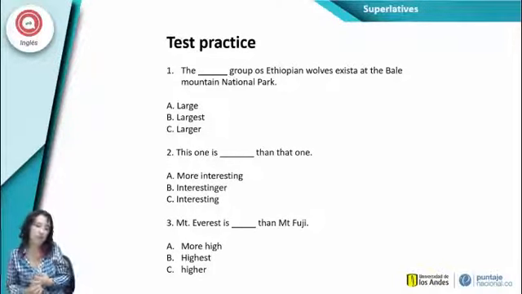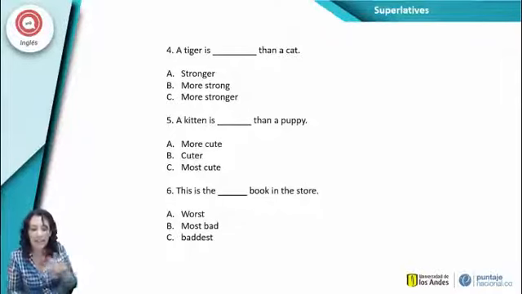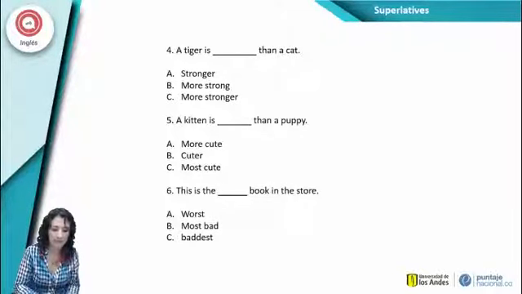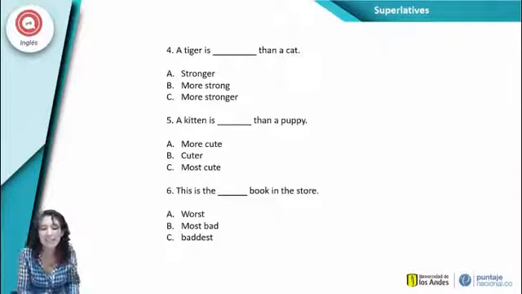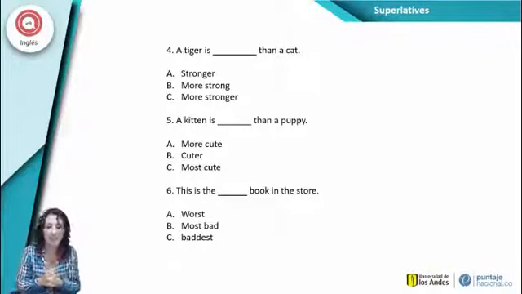What about number 4? Es el autocorrector del computador. Ahí debería decir exists, existe. Y el autocorrector me lo cambió. So number 4A. A tiger is stronger than a cat. Ahí estamos usando es un comparativo. Okay? A tiger is stronger than a cat.